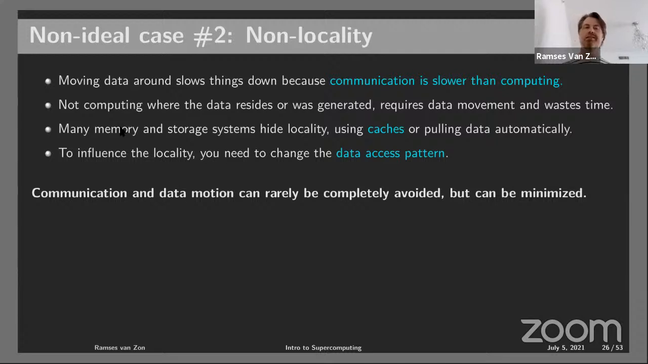Now, there are many systems that sort of hide this locality. They use caches, etc. But at the end of the day, those are finite. So you might have a cache that keeps some of the data copied near the processors or something like that. How you influence this locality, though, is by changing how the data is accessed.